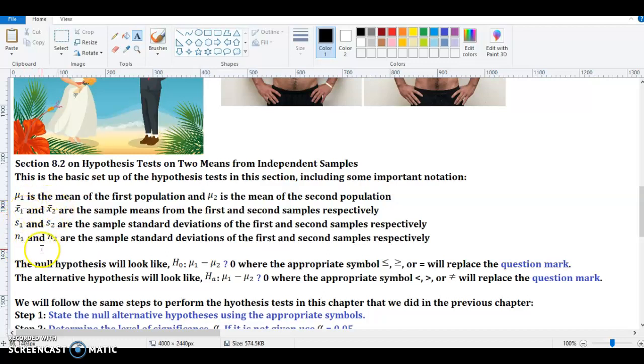n1 and n2 are the sample sizes of the first and second samples respectively. This should say sample sizes, so let me update that really quick. Remember, the lowercase letter n always represents a sample size, so because we're dealing with two samples, n1 is the size of the first sample, and n2 is the size of the second sample. That is the number of individuals in each sample.